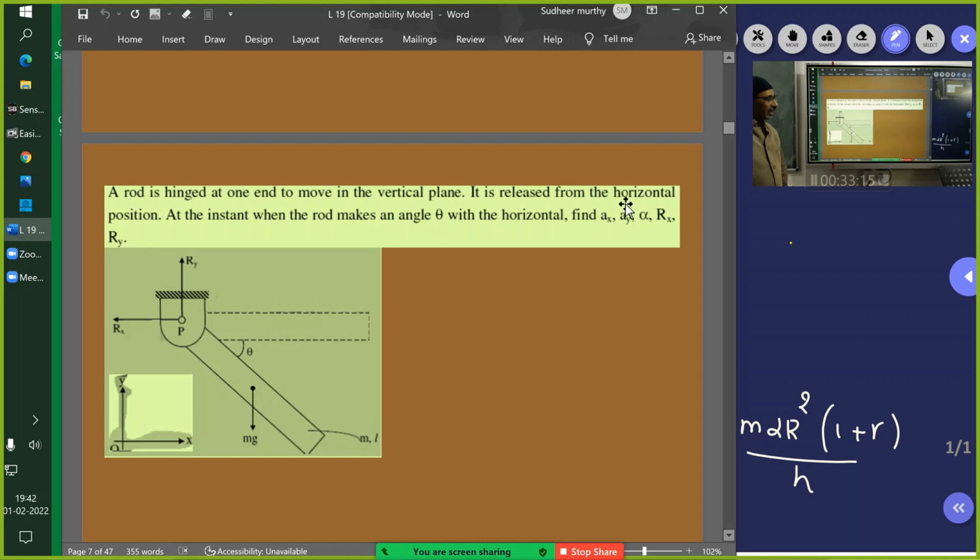Convert them into AX and AY, so you will get AX and AY there. Okay, so that is done. Now we will have to attack to get RX and RY. That is the next step.